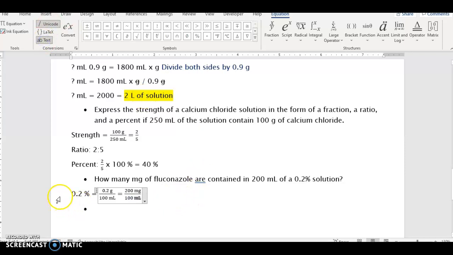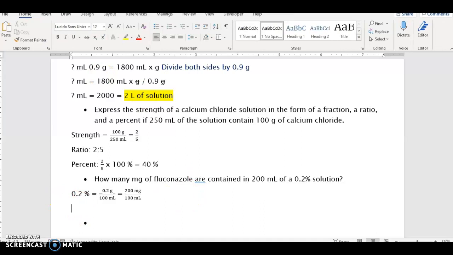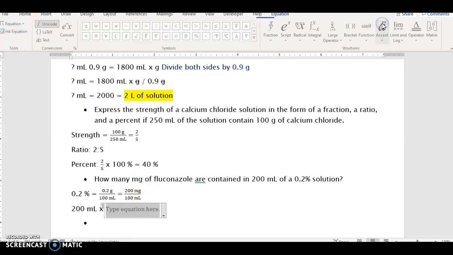So once we have our strength, now we're going to use that to convert the 200 milliliters of solution into milligrams of the drug. Alright, so we're going to use this fraction here, 200 milligrams over 100 milliliters. Feel free to simplify that, although you don't have to.